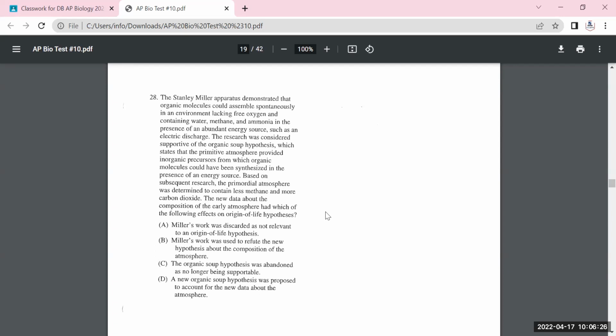Again, depending on what proof they gave, you can't just refute it. C: The organic soup hypothesis was abandoned and is no longer supportable. Also not true. D: A new organic soup hypothesis was proposed to account for the new data about the atmosphere. 28, the best answer would be D. Only answer really that would work.